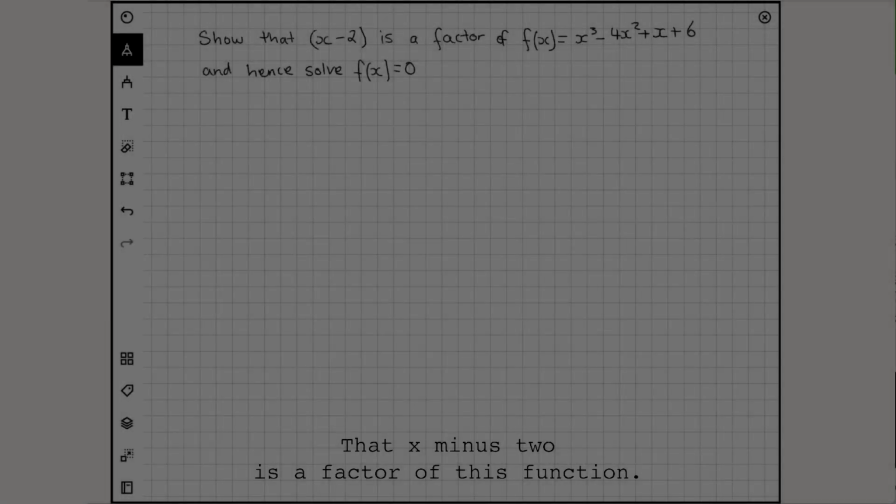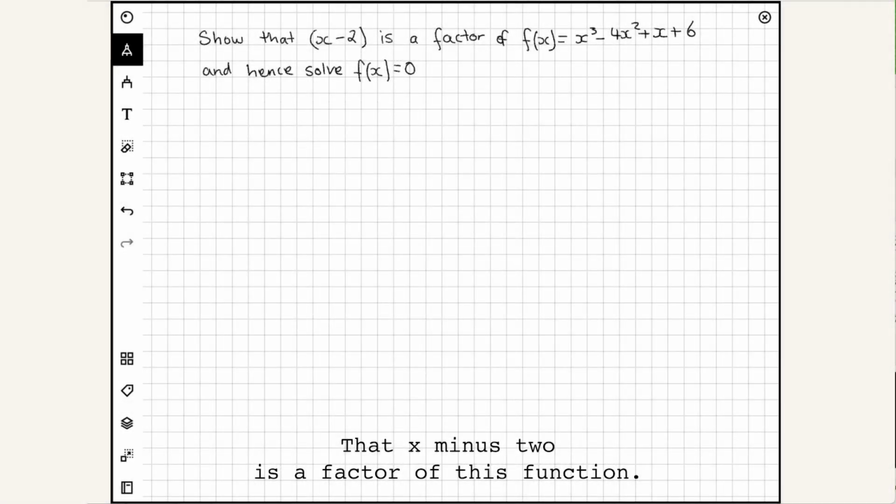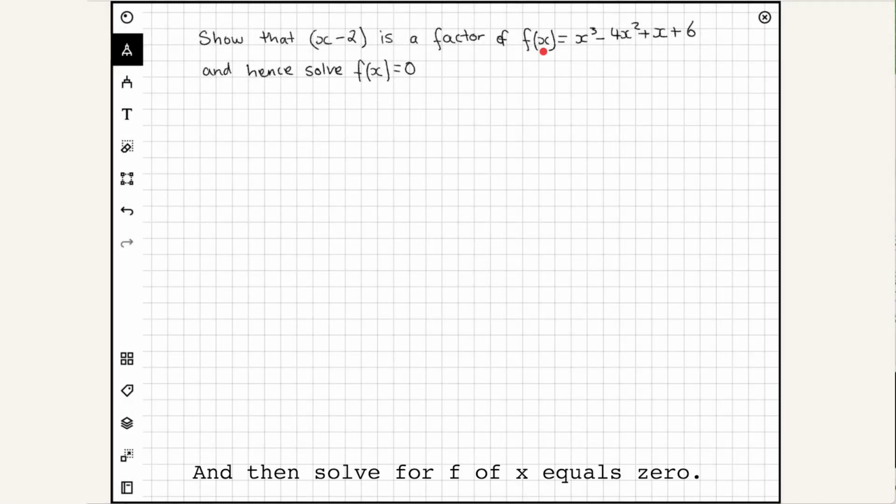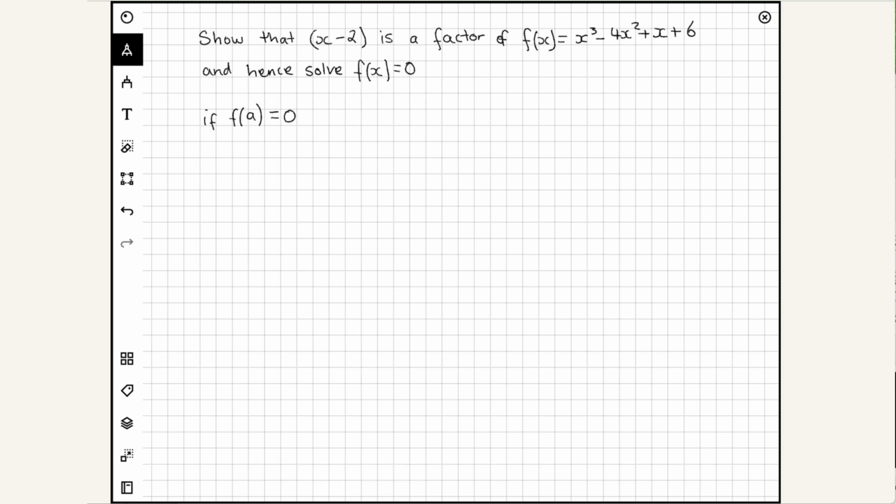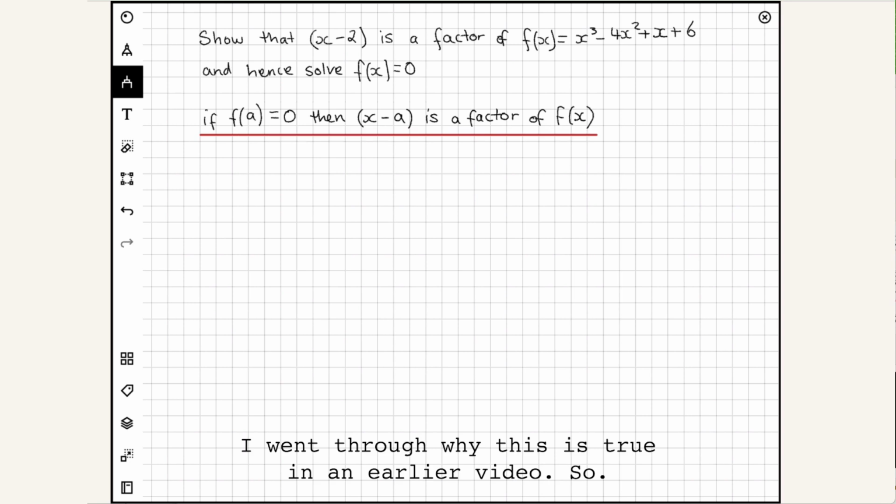Here I've got to show that x minus 2 is a factor of this function and then solve for f of x equals 0. So remember, from the factor theorem, if f of a is 0, then x minus a is a factor of f of x. This is one to remember. I went through why this is true in an earlier video.